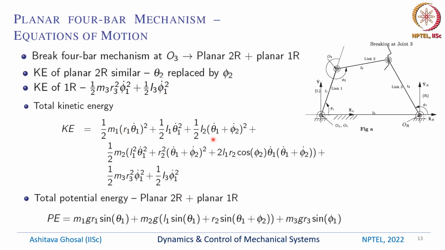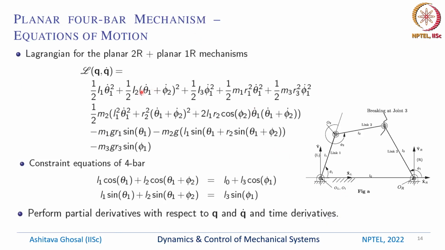So what is the total kinetic energy? It is the kinetic energy of these two moving links, which is this 2R chain, and then one moving link, which is the 1R chain. The potential energy is also the potential energy of this two link chain, which we have derived earlier, except now we don't have theta 2, we have phi 2, and also this one link chain, which is m g r sine phi 1, where phi 1 is the last output angle.